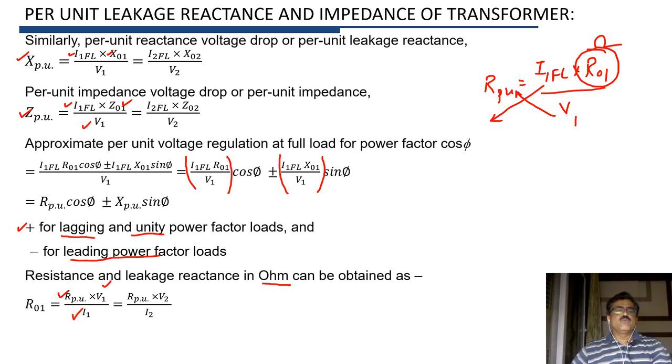Here I1 is the full load primary current, or it can be calculated as RPU into V2 divided by I2. Again I2 is full load secondary current. Similarly, X01 in ohm can be calculated as XPU into V1 divided by I1, or it is equal to XPU into V2 divided by I2. So these expressions are useful if you want to calculate the resistance and leakage reactance in ohm if the values are known in per unit.